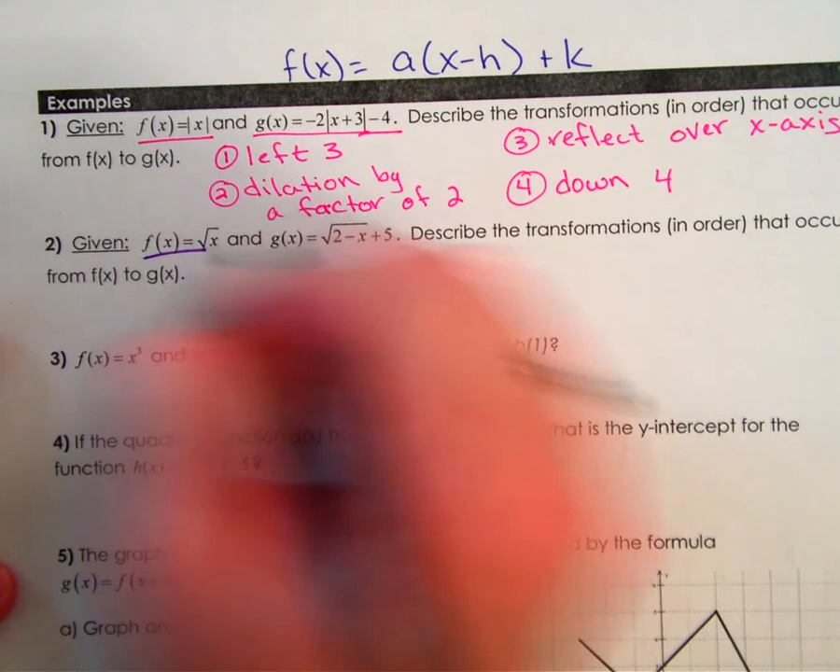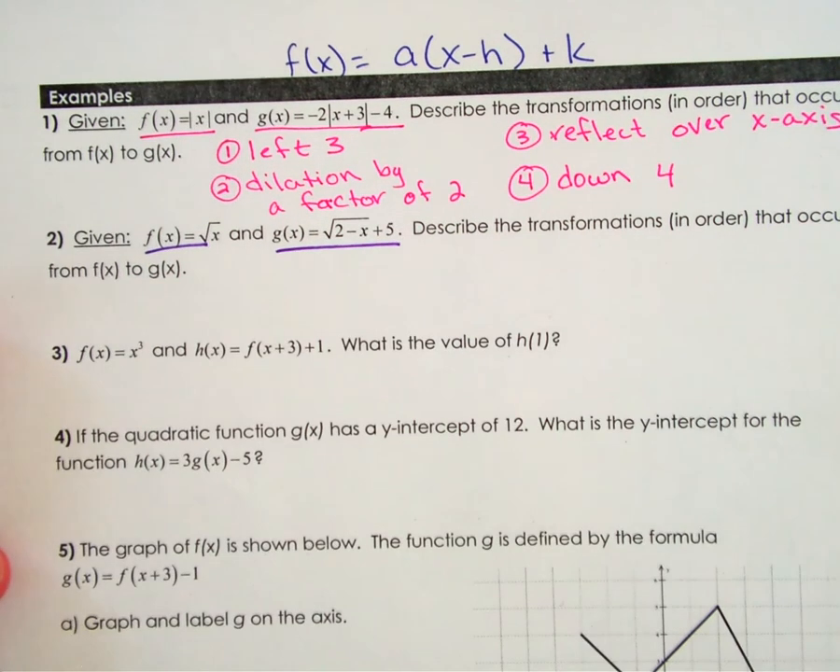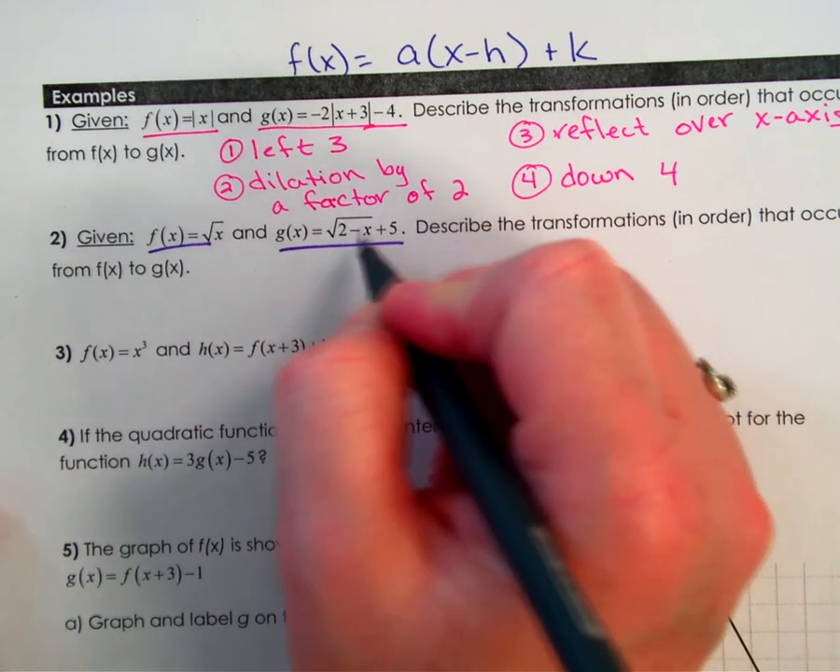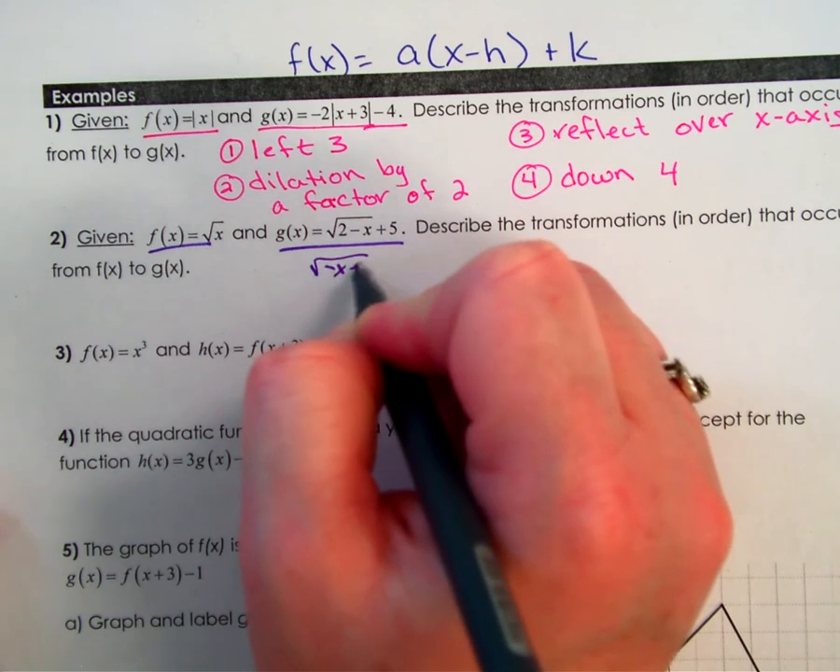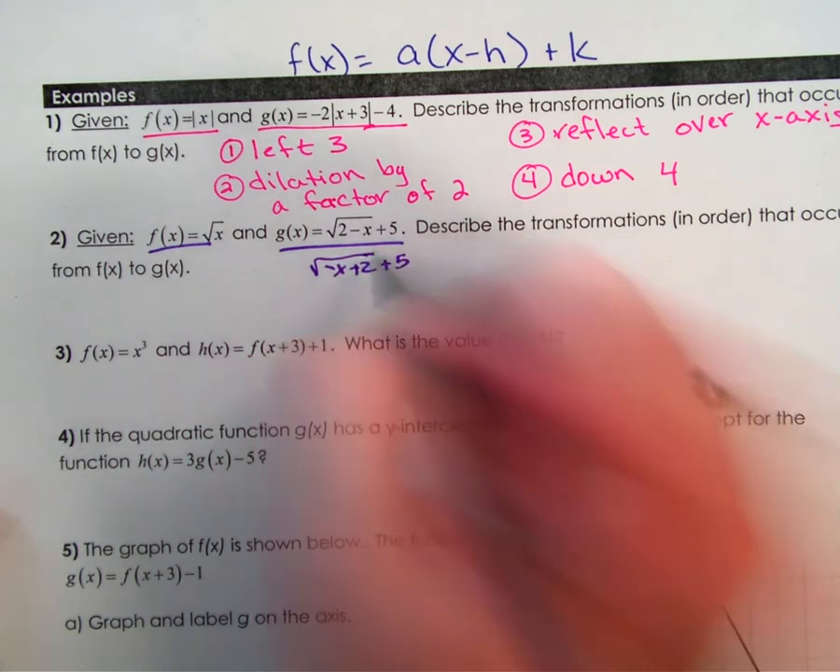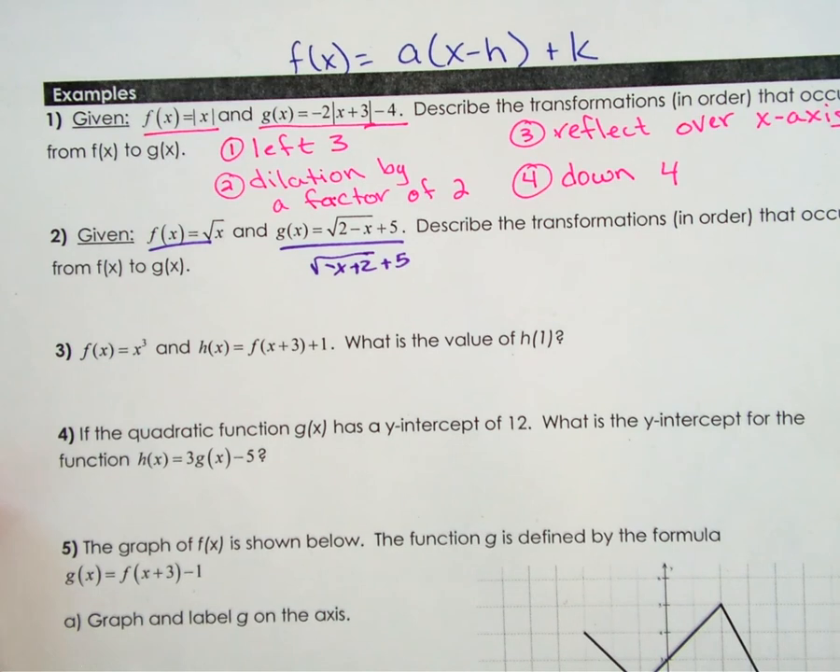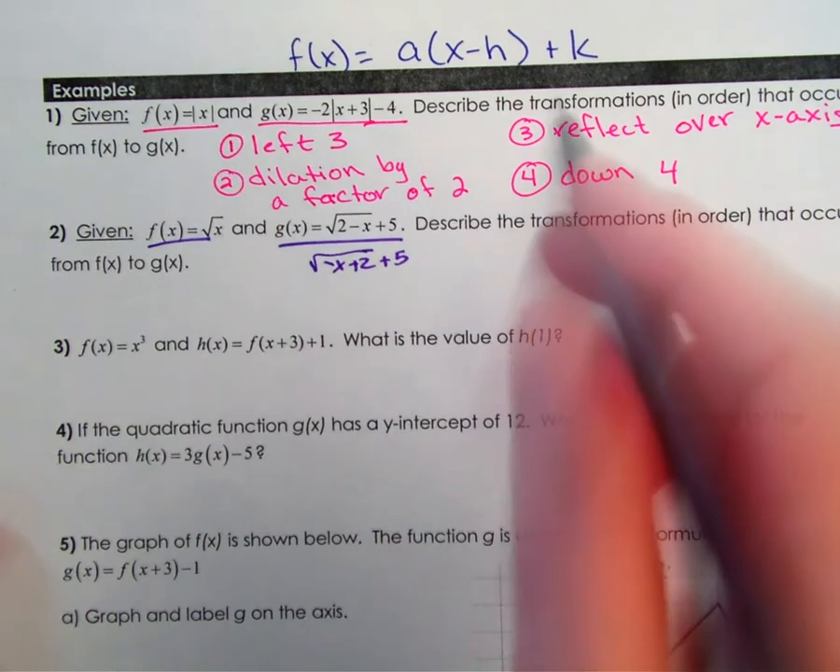Next one. Parent function, square root of x. So then we have square root of 2 minus x plus 5. I like to rewrite that square root sign right there. Otherwise, sometimes you don't always see what the transformations are that are happening there. So that's really the square root of -x plus 2.